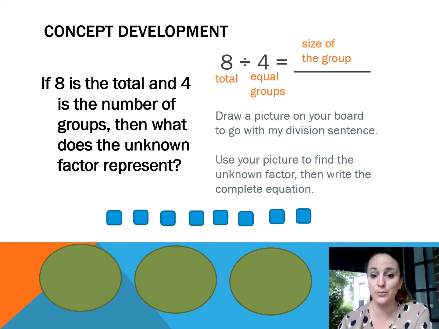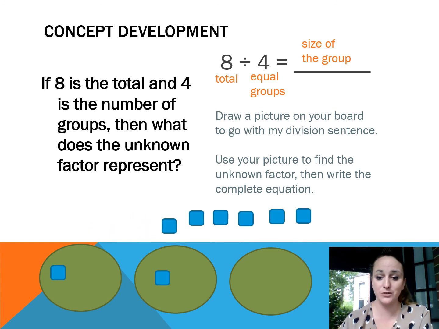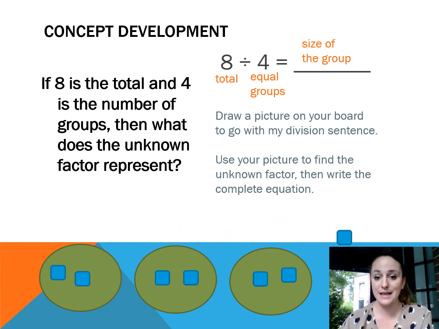Let's draw a picture on your board to go with the division sentence. Use your picture to find the unknown factor, then write the complete equation. To start off with, I drew the 8 counters because 8 is our total. We're going to fair share or count them out into the 4 groups until we have evenly placed each of our counters in a group. You may follow this along on your whiteboard. You may just cross off your counter if you chose to draw it, or you can draw them as you count by ones. 1, 2, 3, 4, 5, 6, 7, 8.